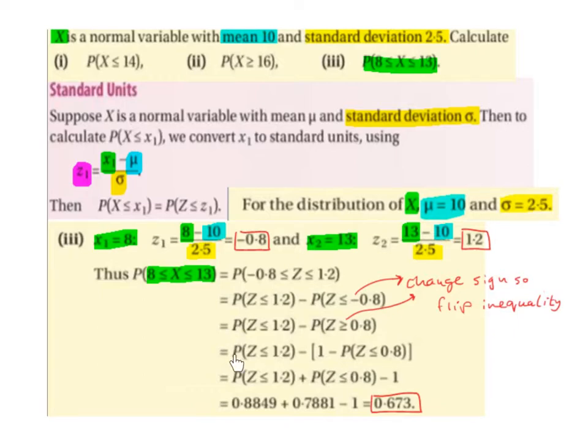So we have the probability that z is less than or equal to 1.2 minus, in brackets, 1 minus the probability that z is less than or equal to 0.8. Now minus times 1 is minus 1, and minus times a minus is plus the probability that z is less than or equal to 0.8. Now we can work out each of these. The probability that z is less than or equal to 1.2 is 0.8849, and the probability that z is less than or equal to 0.8 is 0.7881, and then we have to subtract the 1, and we're left with 0.673.